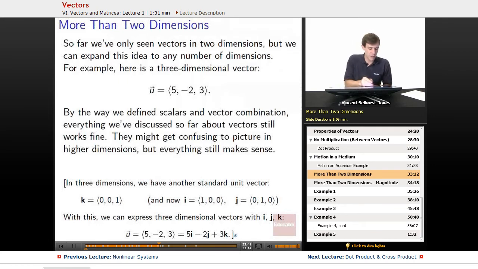Also, one little thing, if we're talking about 3 dimensions, you remember that I, J, we could talk about unit vectors as an alternate way of talking about component form. There's another standard unit vector. There's K, which is 0, 0, 1. So I is the first component, J is the second component, K is the third component. So with this, we can express 3-dimensional vectors with I, J, K. So 5, negative 2, 3 would become 5I minus 2J plus 3K, right? 5 becomes 5I. Minus 2 becomes minus 2J, 3 becomes 3K. Great, so we can combine them in terms of standard unit vectors as well.